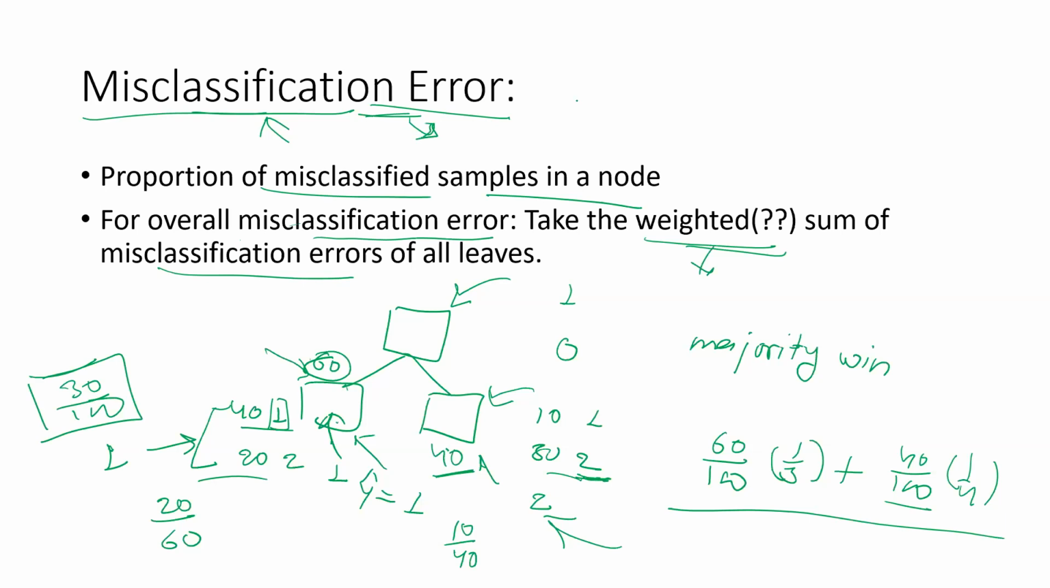Can you tell me what the maximum value of misclassification error can be? 50%. Yeah, exactly. As this is a proportion, it will always be between 0 and 1. But as you know, we are making the prediction as the majority class. So the misclassification error is going to be less than 0.5 for every node. And since we are taking the weighted sum, the overall misclassification error is again going to be less than 0.5. So the misclassification error always lies between 0 and 0.5.